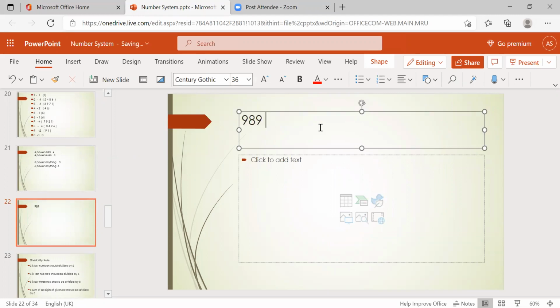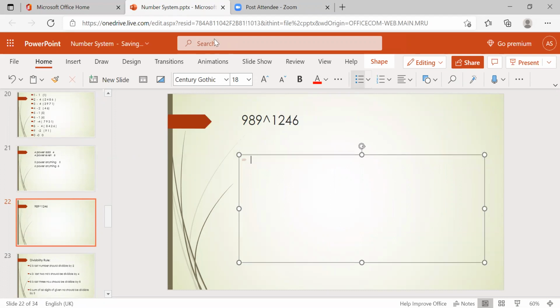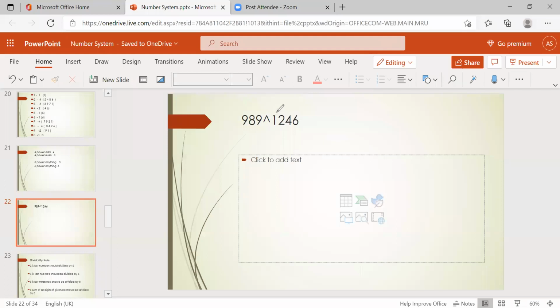Now 989 power 1246. See, 1246 I have given here, right? So how to find out this number? What I said: divide this power with the power cycle number. What is the power cycle number of 9? The power cycle of 9 is nothing but 2. What is that 2? It is 9 and 1.